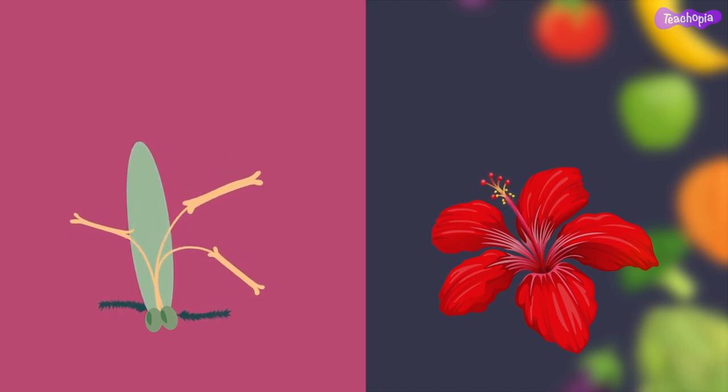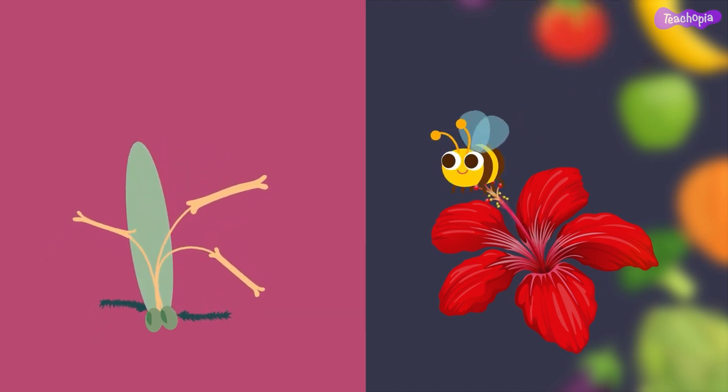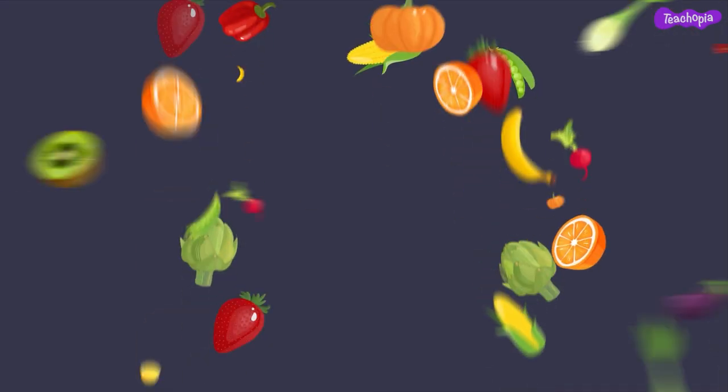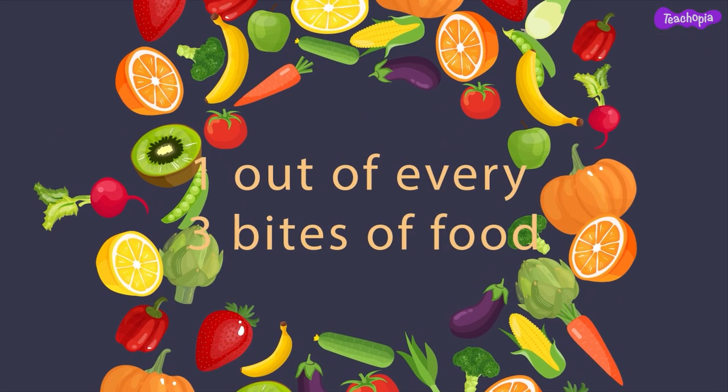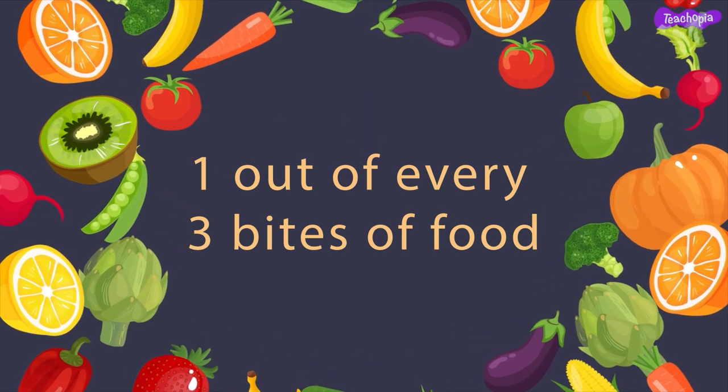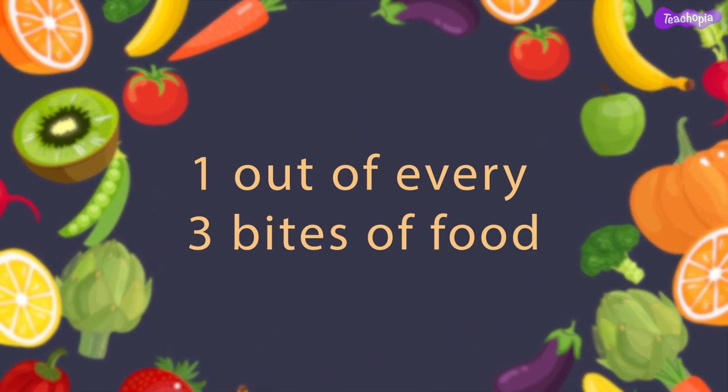Did you know that the pollinators are very important to our food supply? They pollinate plants that are responsible for bringing us 1 out of every 3 bites of food. Once a plant has been pollinated, fertilization can occur. Fertilization results in the production of seeds.